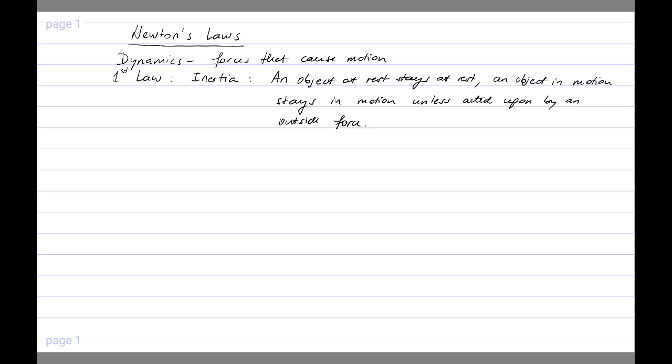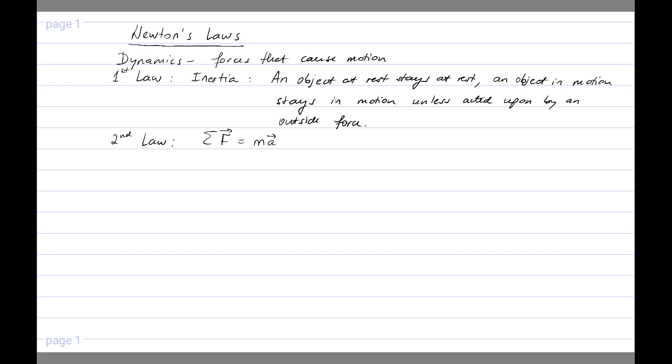The second law says that the sum of the forces acting on an object will give that object an acceleration. So there is an equation for this. That's the sum of the forces, and forces are vectors, so we have to put the vector symbol over that. It's equal to the mass of the object times the acceleration it will attain.